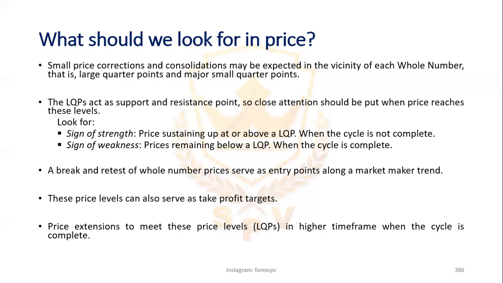So we look for signs of strength, and signs of strength simply means price breaking the large quarter point and having a large quarter transition. So you see price sustaining at or above a large quarter point. And this is only possible when the market maker cycle is not completed. So when the market maker cycle is not completed, price will eventually break the large quarter point.